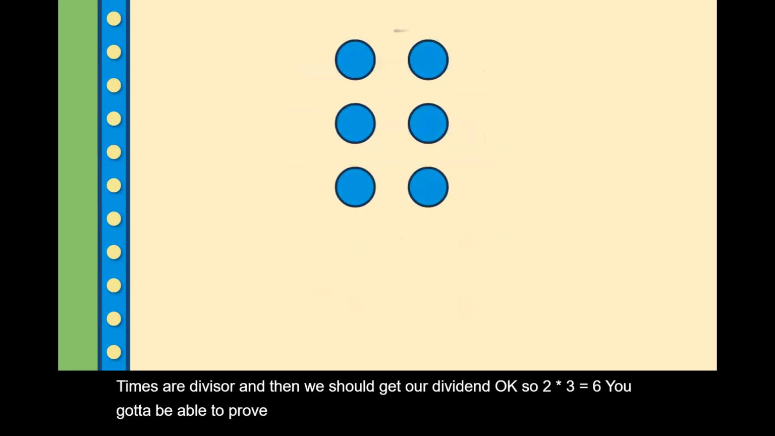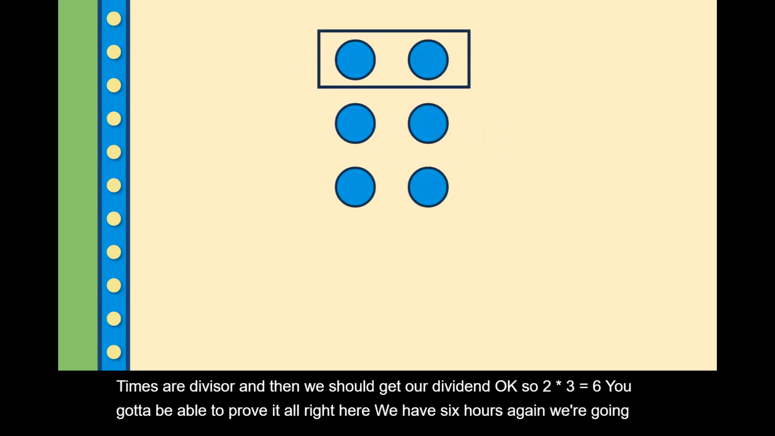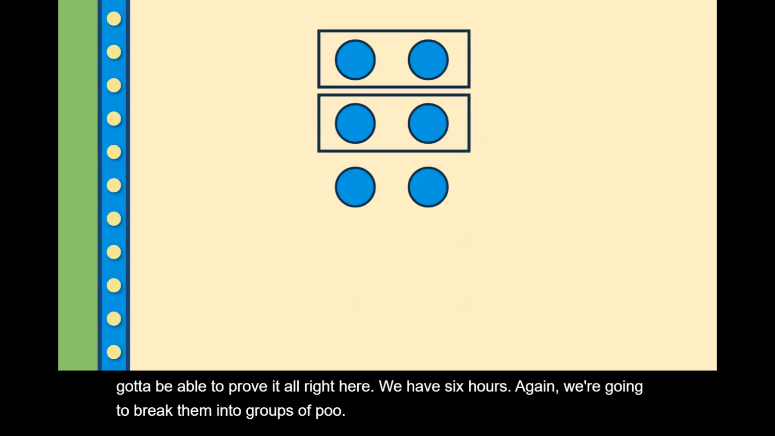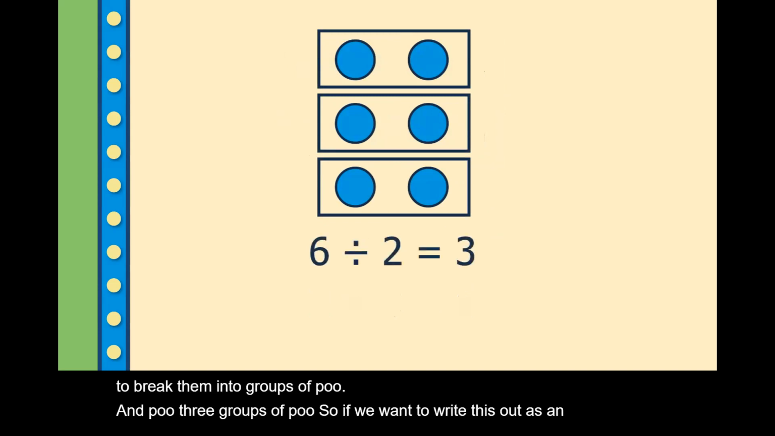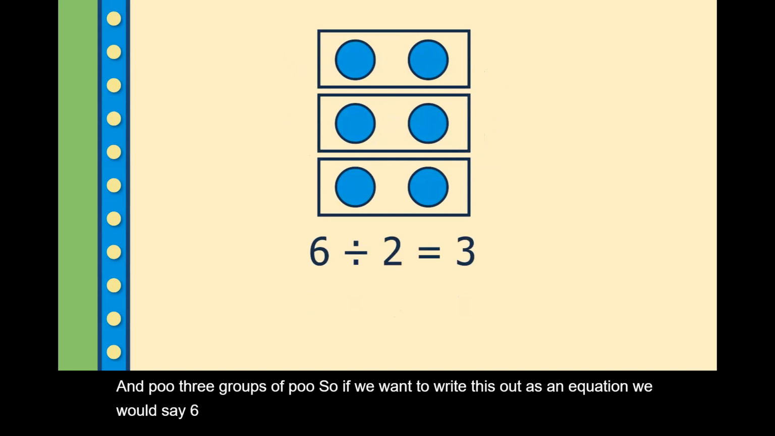All right, here we have 6 dots again. We're going to break them into groups of 2, and we get 3 groups of 2. So if we want to write this out as an equation, we would say 6 dots divided into groups of 2, so divided by 2, equals 3 groups of 2.